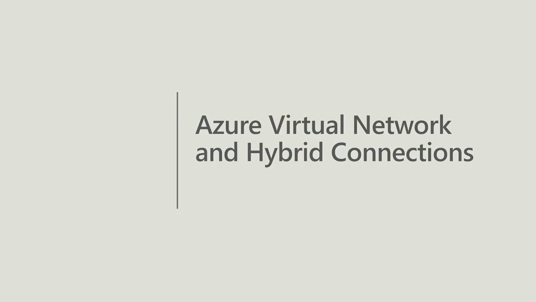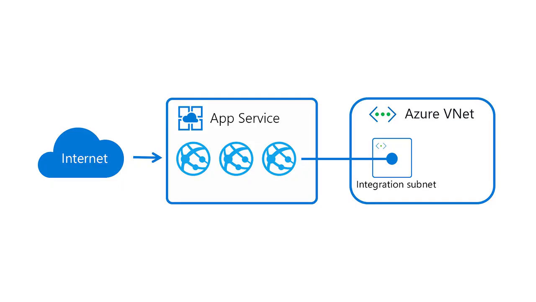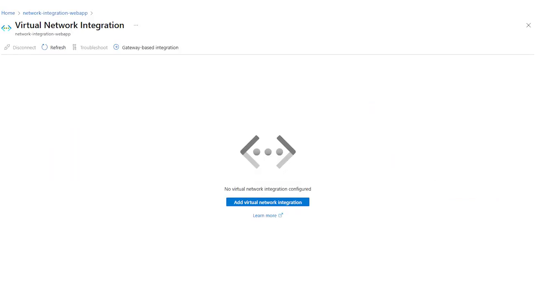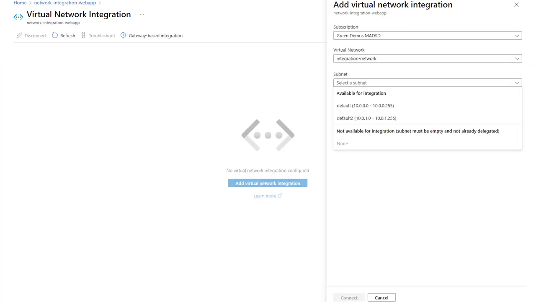You also have Azure Virtual Network and hybrid connections, which allow your app to connect securely to other resources, whether in the cloud or on-premises. In the Azure portal, you can set up virtual networks and hybrid connections to securely connect your app service to the required resources. Go to Networking in the App Service portal. Under Outbound Traffic Configuration, select Virtual Network Integration. Select Add Virtual Network Integration.